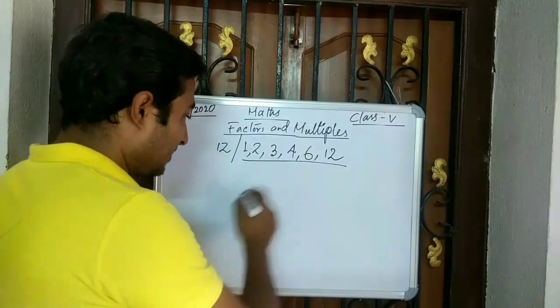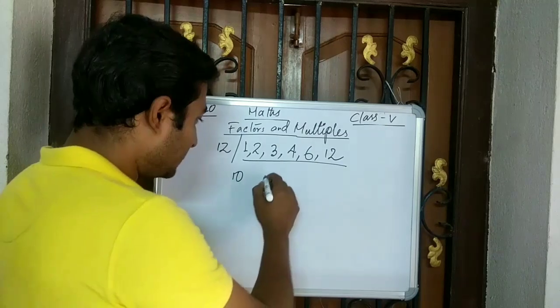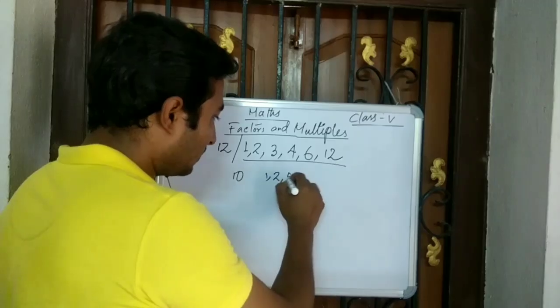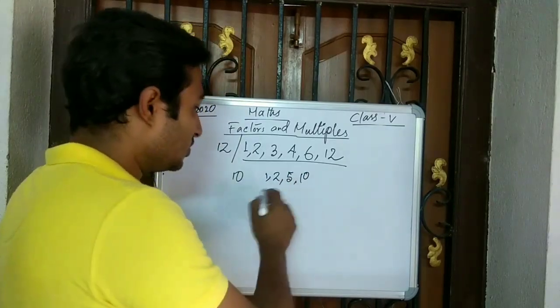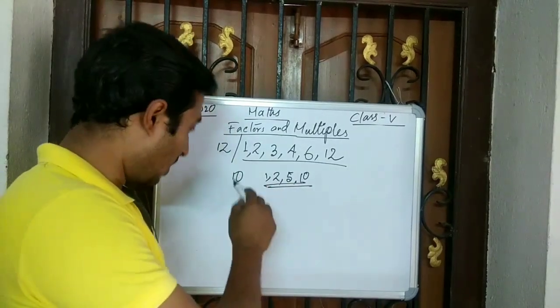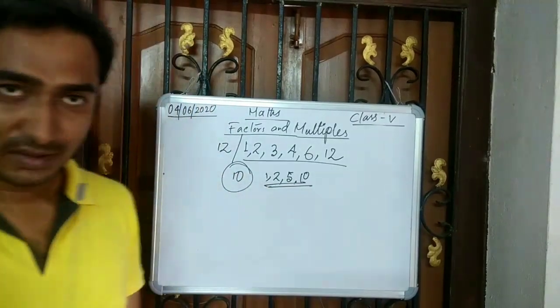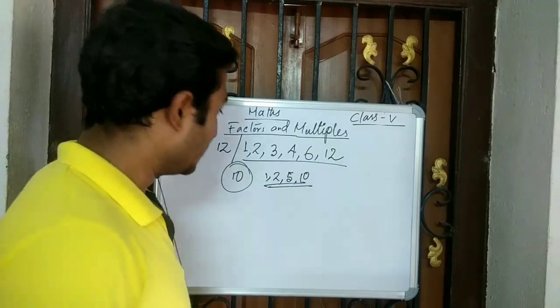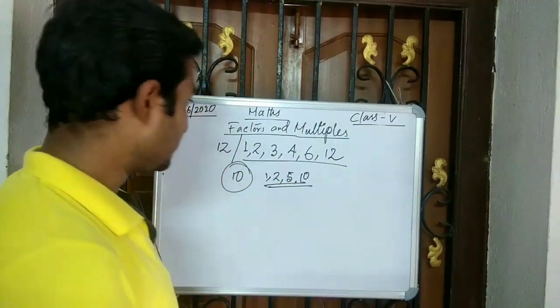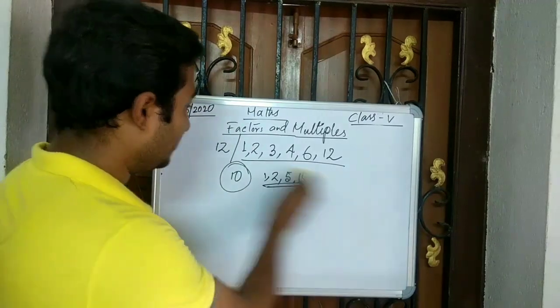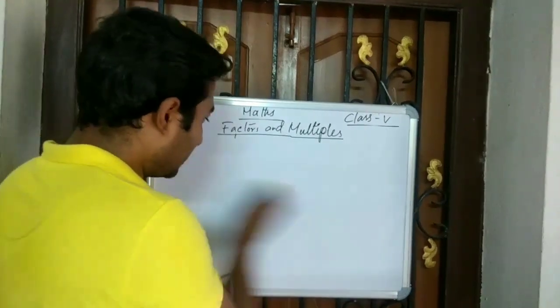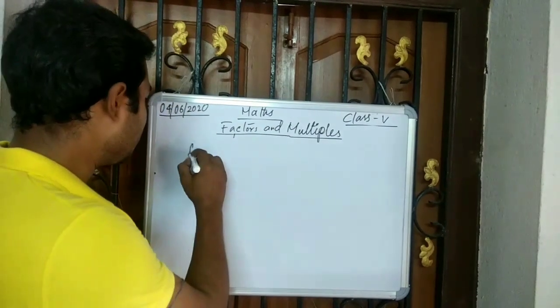Like if I give another example, like 10. So 10 is divisible by 1, 2, 5 and 10. So these are the factors of 10. Got it? Okay. So when we are going to start factors, we have to learn a few terms. First is prime number.